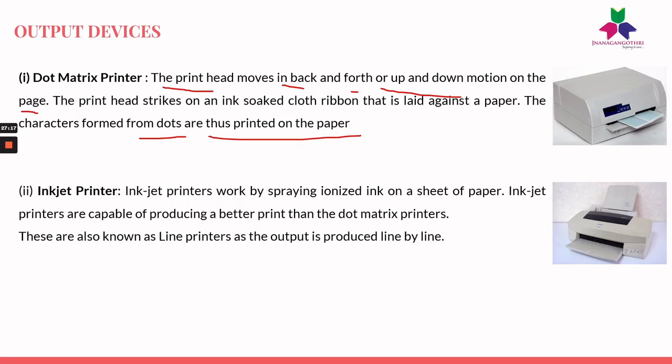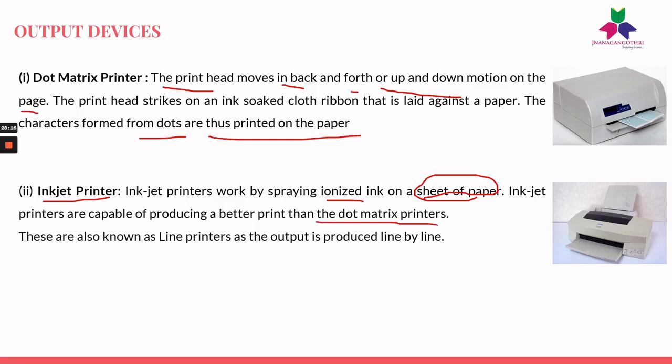Moving on to the next one, we call it the inkjet printer. How does an inkjet printer work? It consists of ink which is ionized. Ionized ink means the ink which is charged with ions. First it sprays this ionized ink on a sheet of paper. Then it consists of some magnetized plates in the ink path, which direct the ink on the paper to the desired shape as required by the user. So inkjet printers are definitely capable of producing a better print than dot matrix printers.